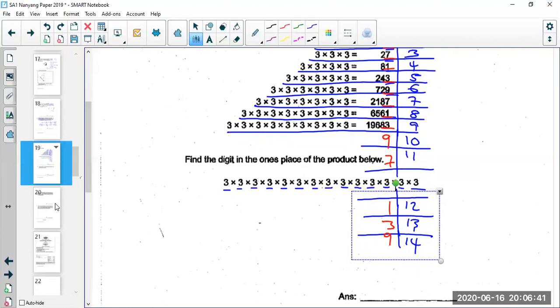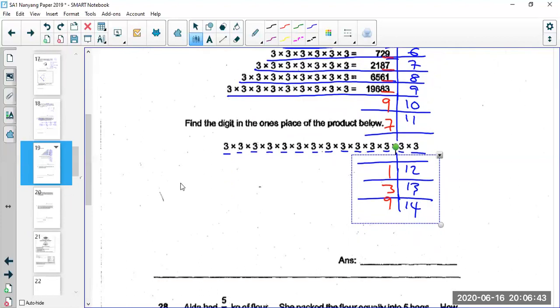Anybody help? Nobody help, right? You did on your own. Okay. This is you got it correct. I think that's very good.